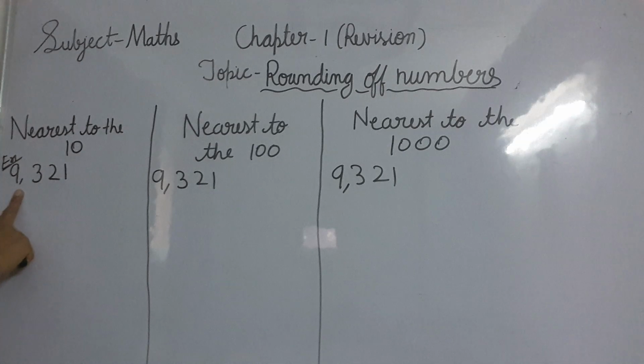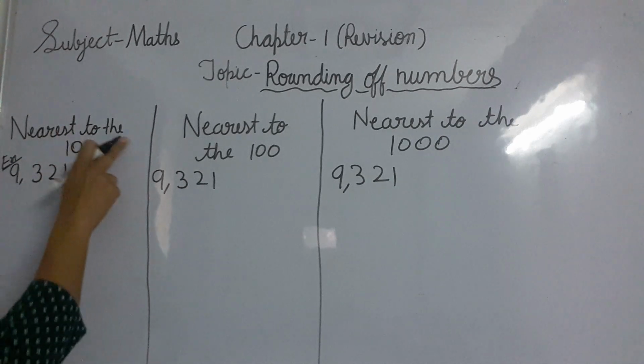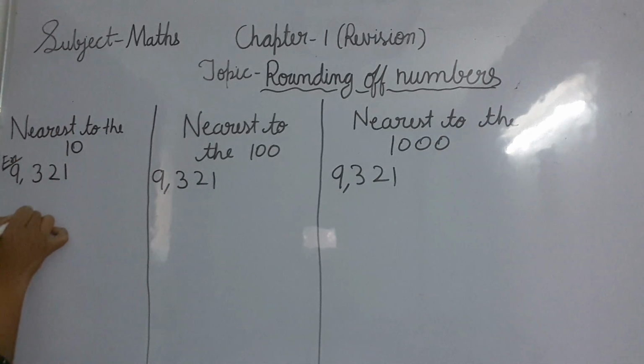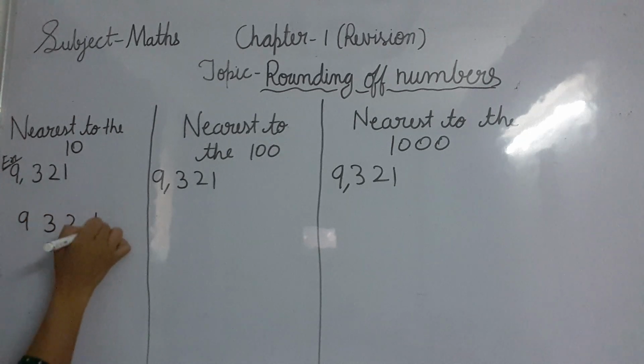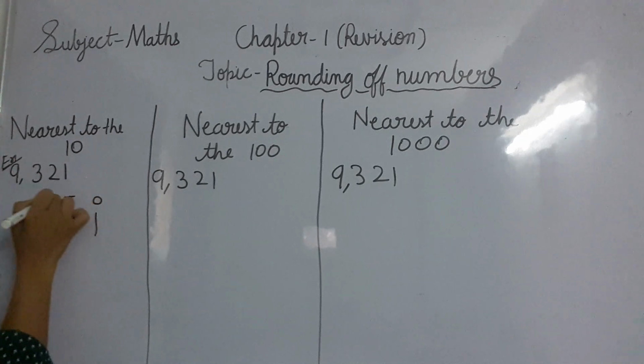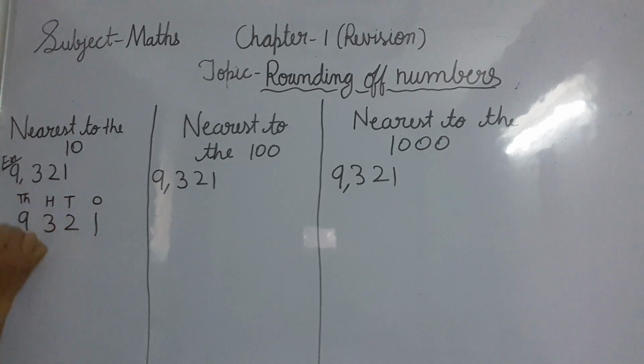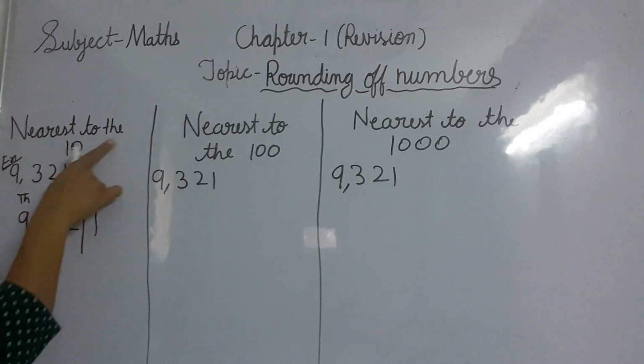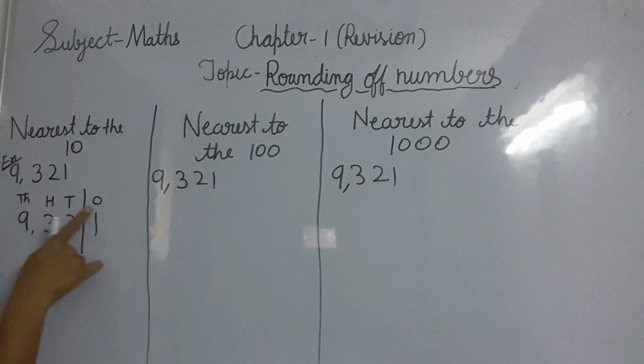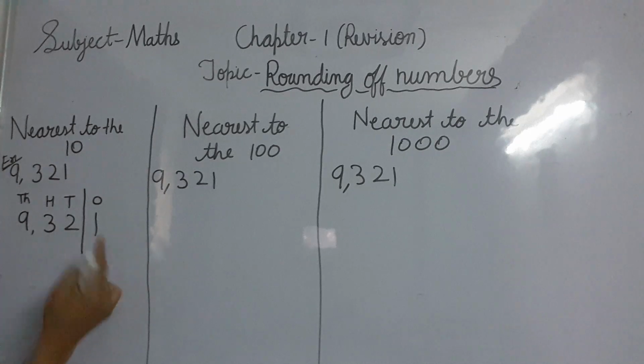So our number is 9,321. How will we round off to the nearest 10? First I am mentioning their places: ones, tens, 100 and 1000. Yes, this is the standard form. Nearest to the 10 means before 10. This is the 10 place. We have to do nearest to the 10. Nearest to the 10 means before 10 you have to convert all the numbers to 0. So before 10 we have this one only.